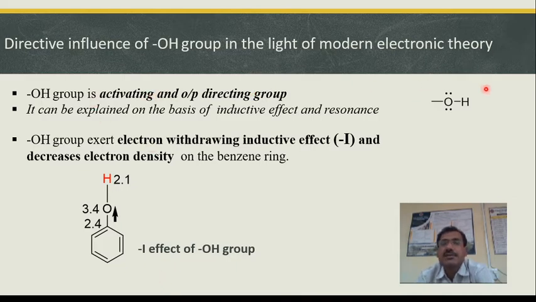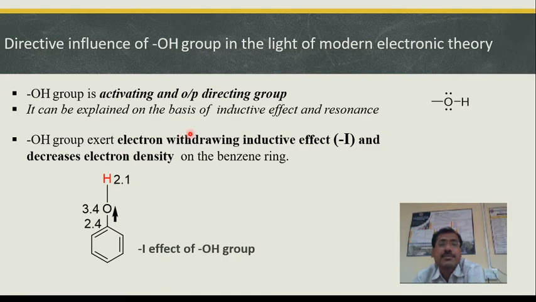Now have a look at the structure of the OH group. The oxygen which is bonded to the benzene ring has a couple of lone pairs and is bonded to the hydrogen by a sigma bond. Here this lone pair can interact with the pi bond and come into resonance with the pi electrons of the benzene ring. And since oxygen is bonded to the carbon, there is a difference of electronegativity, so an inductive effect will also come into play. There will be no hyperconjugation because there is no alpha CH bond. So you can explain the directive influence of the OH group on the basis of inductive effect and resonance.